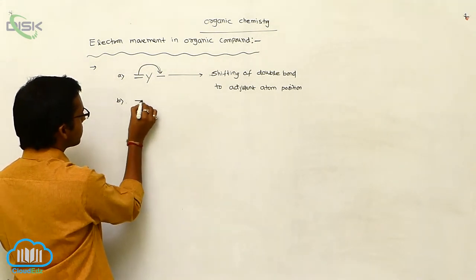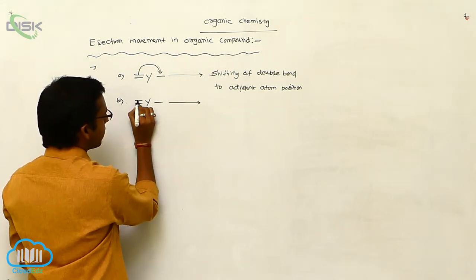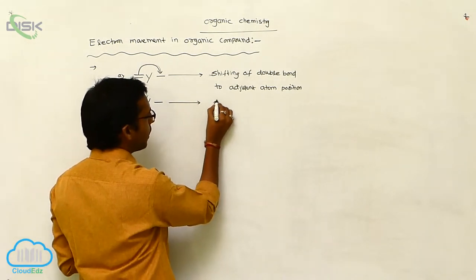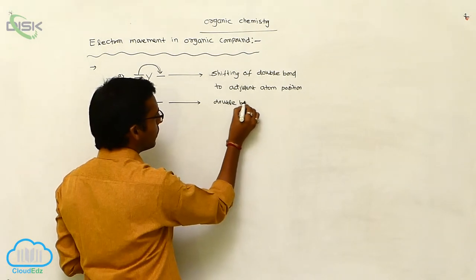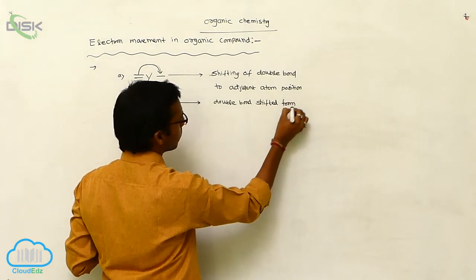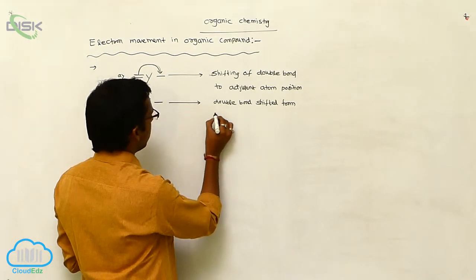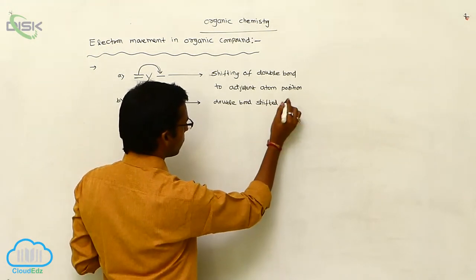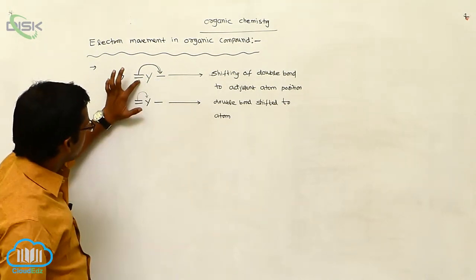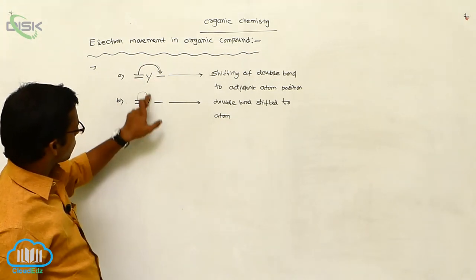Another condition, same molecule, same representation: the double bond is shifted towards an atom. What's the meaning? It means your double bond is shifted to the adjacent atom position. This is the double bond shifted towards an atom.